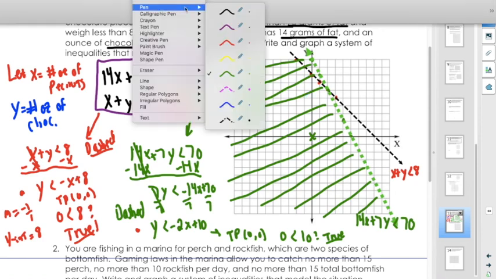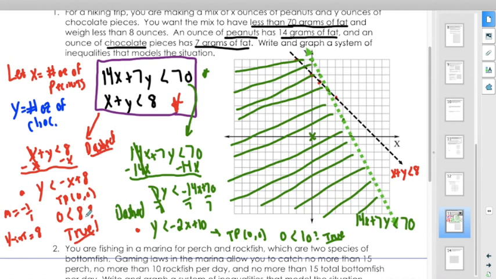Now, let's go to the red pen. Now, was this test point true? Yes, it was. For this line, so that means I'm going to shade towards 0, 0 as well, using this one.